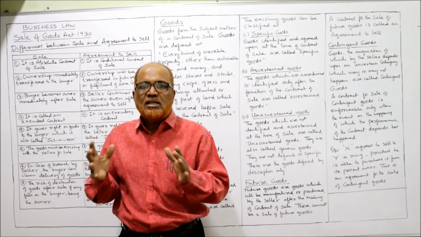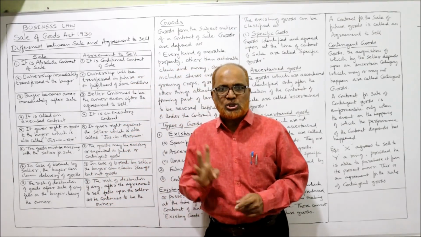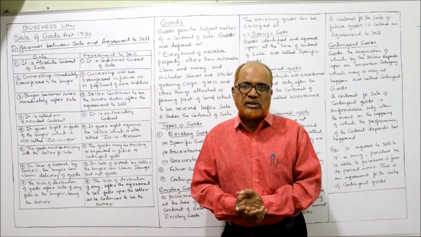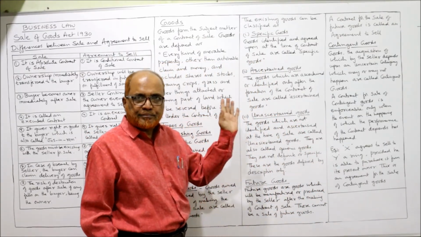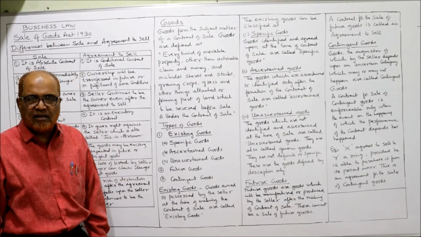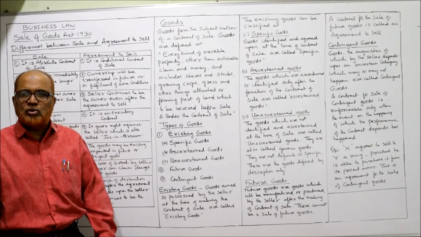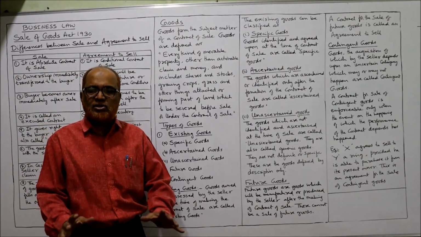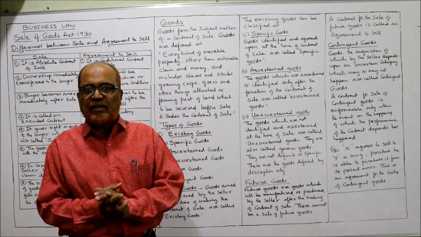That's all. So in this video, I have explained two questions. The first question, differences between sale and agreement to sell. And the second question regarding goods: what do you mean by goods according to the Sale of Goods Act? And what are the different types of goods, that is existing goods, future goods and contingent goods. That's all. So this is the end of this video.